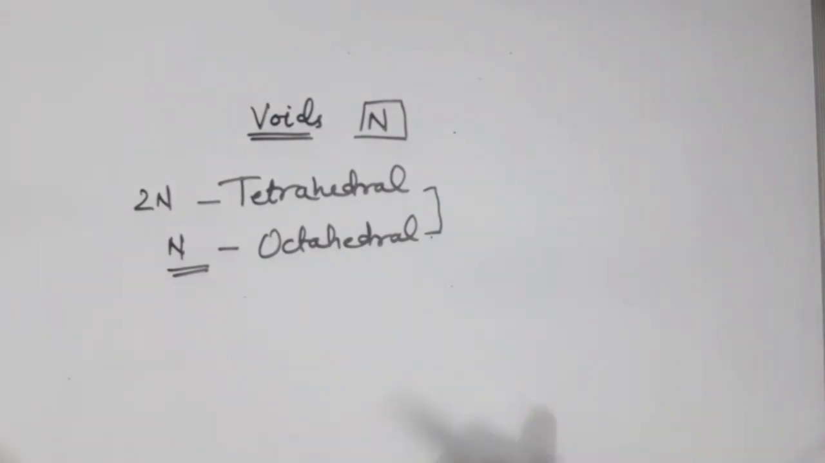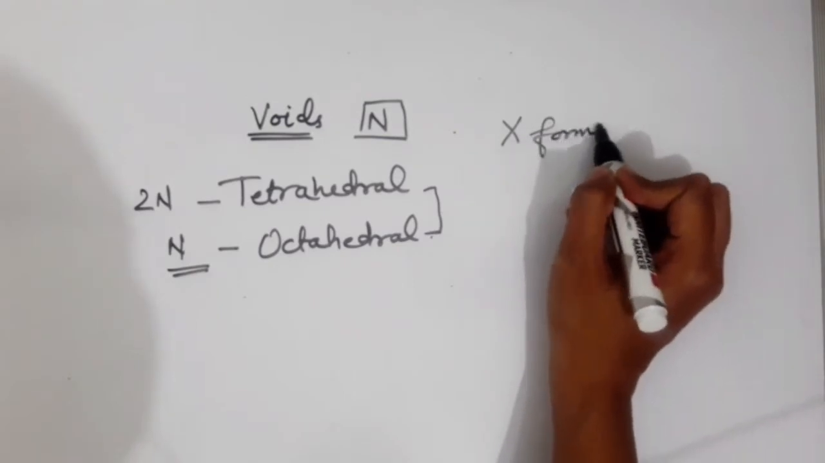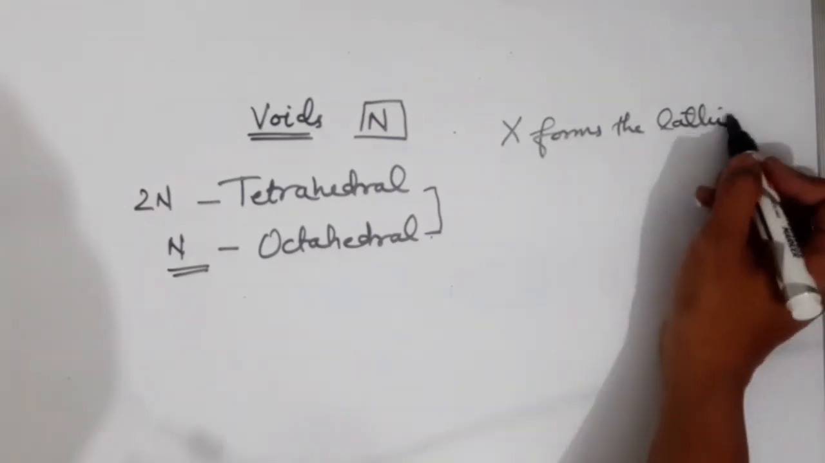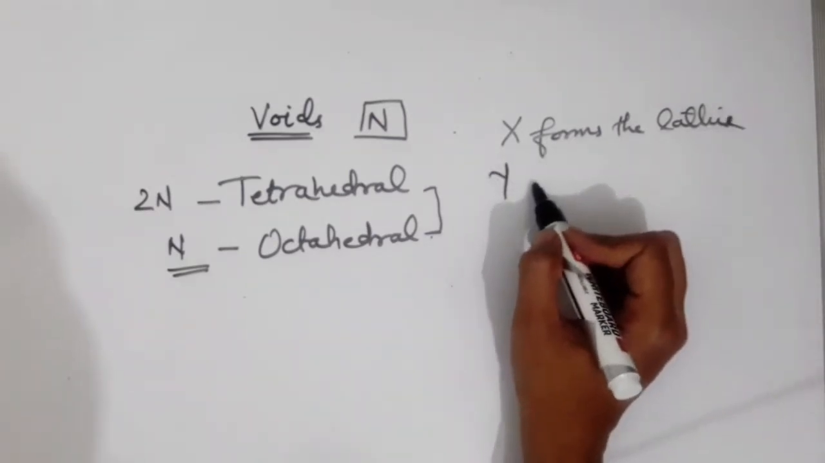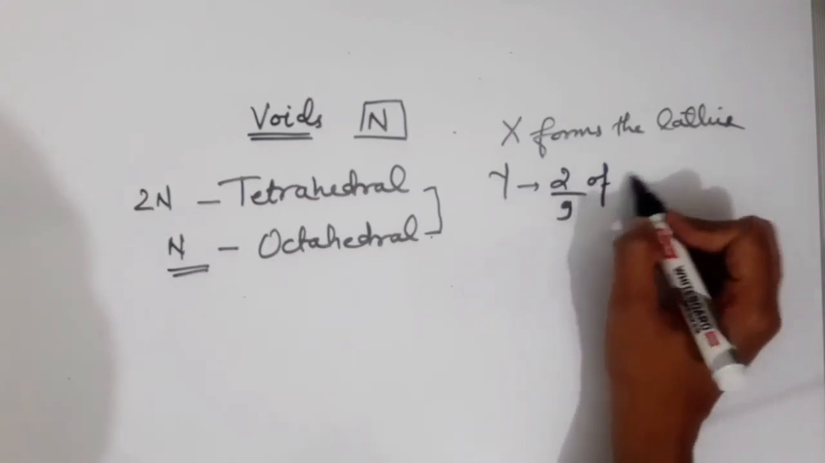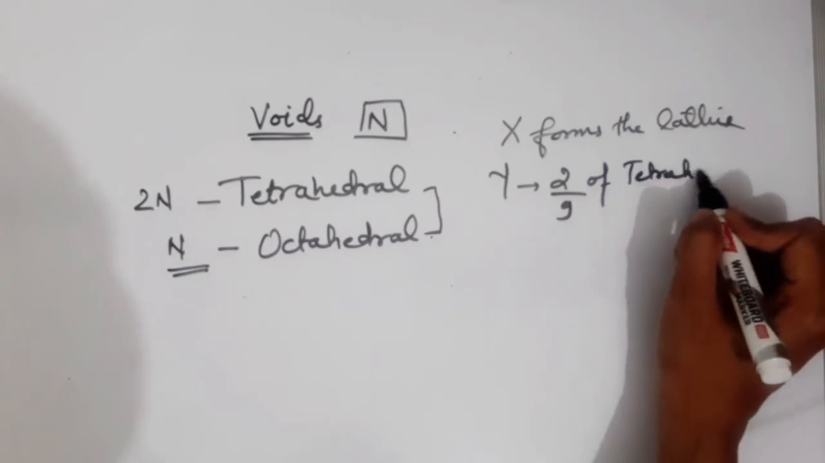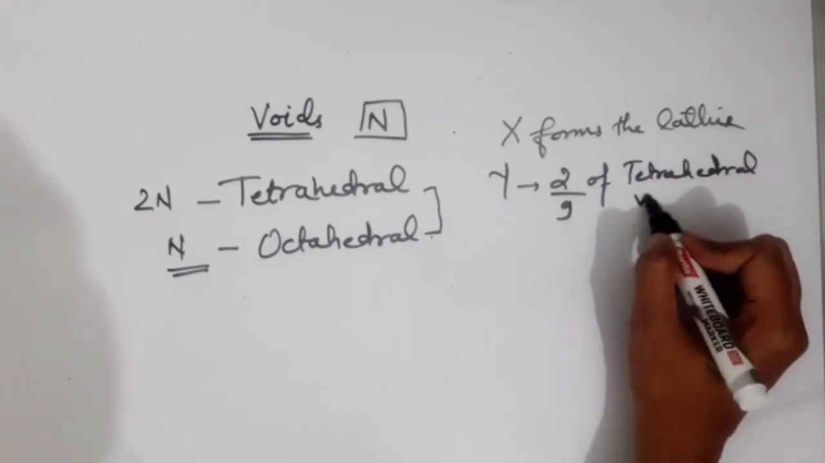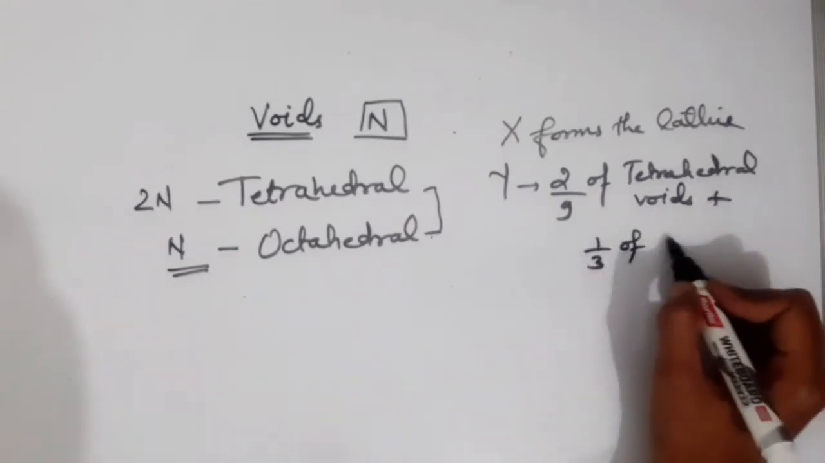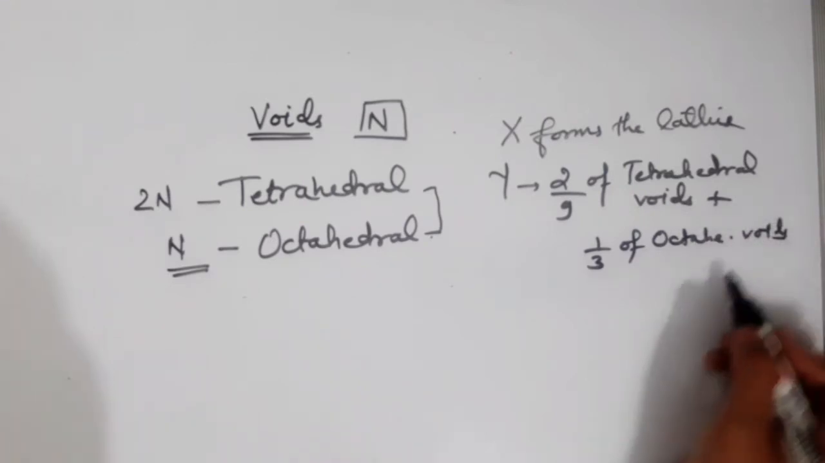Similarly, you can have another question where X forms the lattice and Y occupies 2/9 of tetrahedral voids and 1/3 of octahedral voids. This type of question can be asked.